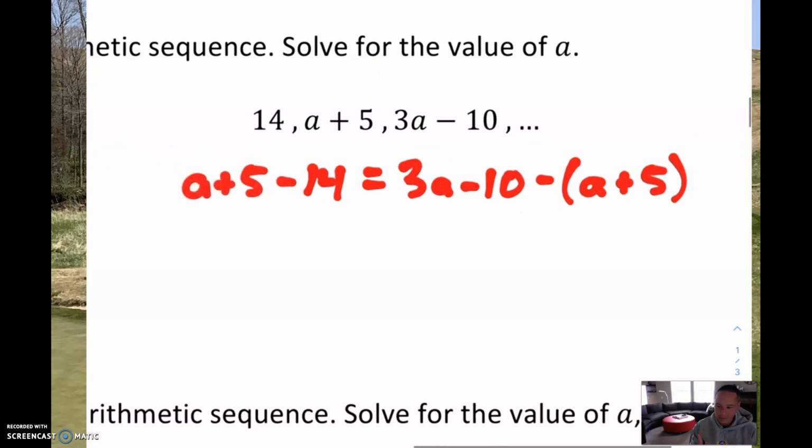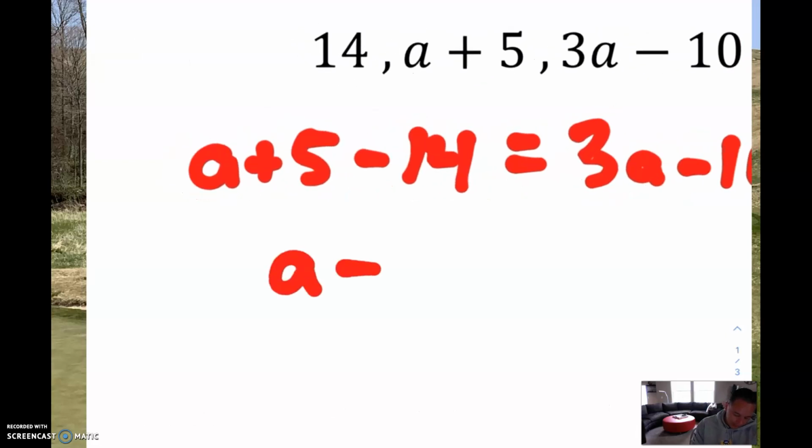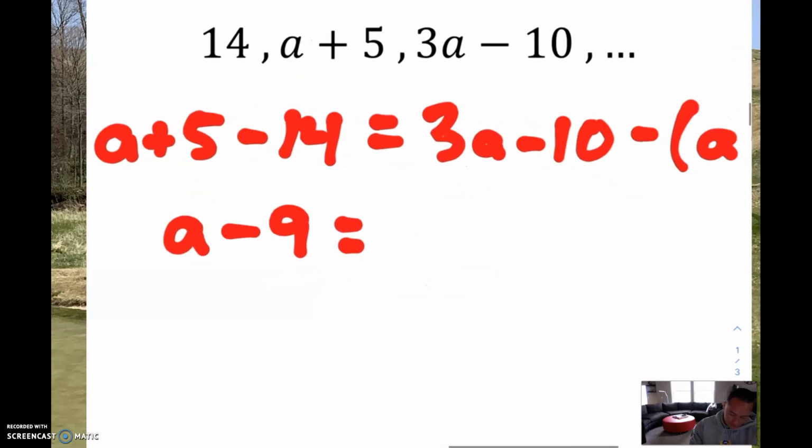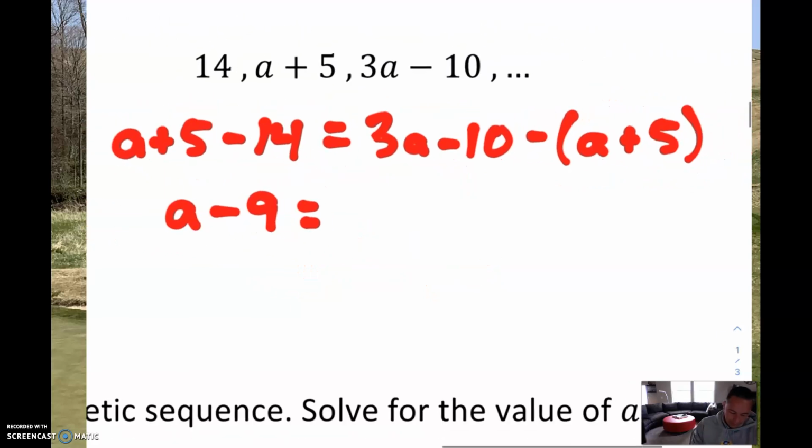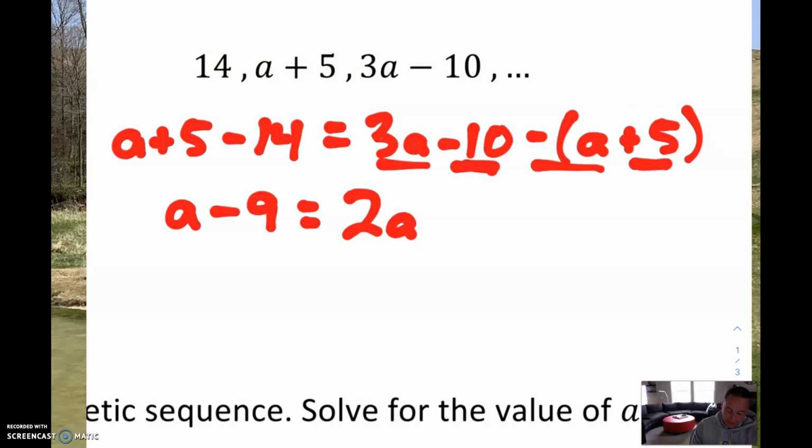Those parentheses are very important there. If you just put minus A plus 5 without the parentheses, that 5, hopefully you'll notice, will end up becoming a negative because of that subtraction. Let's simplify this. A plus 5 minus 14, that just simplifies to A minus 9. And over here, if we take 3A and subtract A, it becomes 2A. And if I take a negative 10, and remember this becomes a minus 5, it will become minus 15.